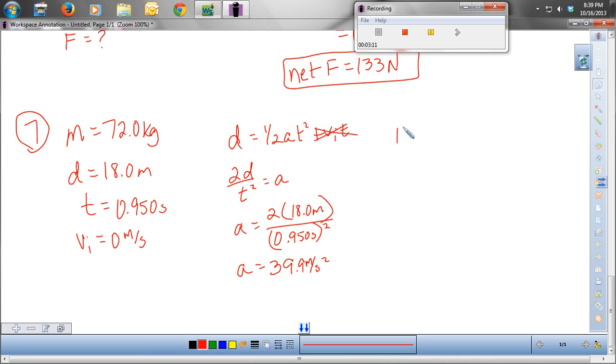And then they wanted the force, so I said, well, net F is still equal to ma. Mass is 72 kilograms. Acceleration is 39.9. So the net F that I got when I did that was 2,870 newtons.